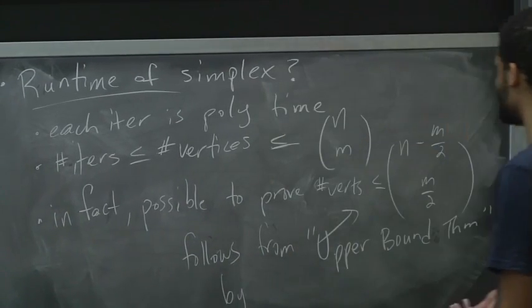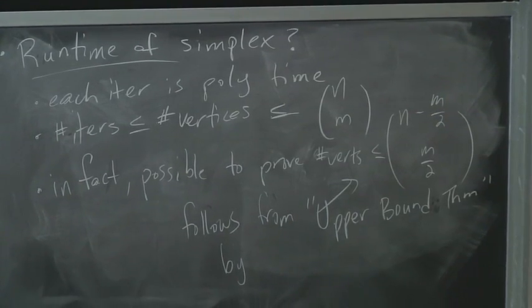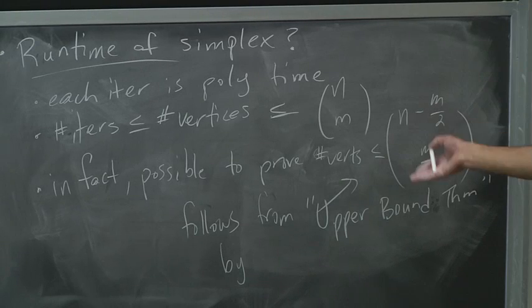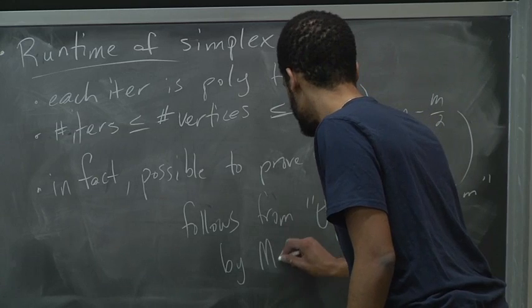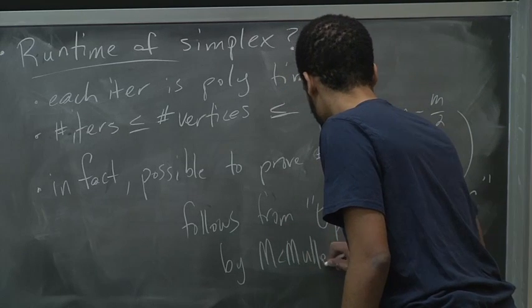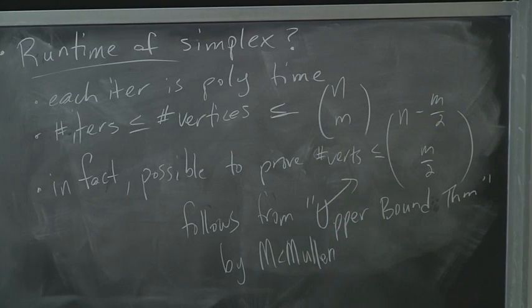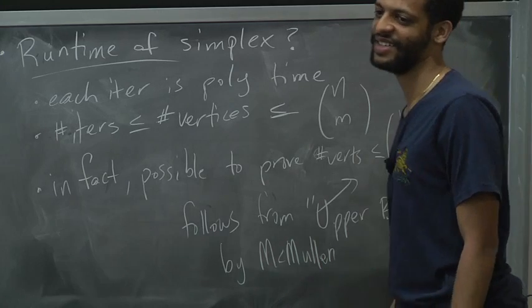That's an interesting name for an upper bound. I mean, people prove upper bounds all the time. I don't know why this is the upper bound theorem, but this follows by McMullen. And when I Googled to find out more, it seemed like it was a major open problem for a long time, and then he solved it. So I'm not sure that this is actually something very easy to prove.